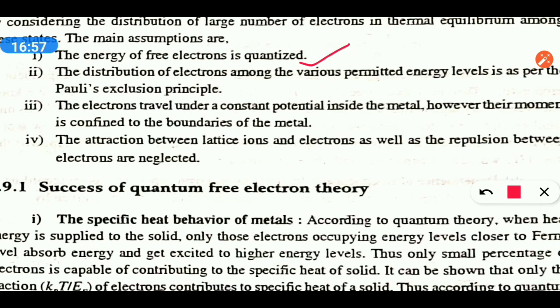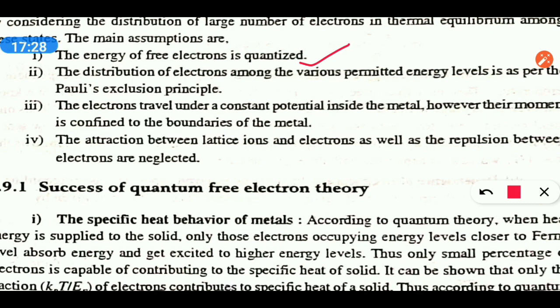At the third point, you can see electrons travel under a constant potential inside the metal. In a conductor, there will be electrons moving in all random directions. But the only energy that electrons will have is kinetic energy, and there will be no potential energy. So the potential energy in the metal is zero, and they will be confined to the boundaries.